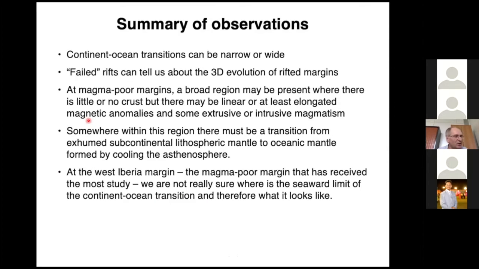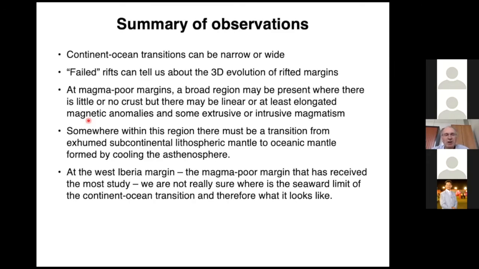So, to summarize those observations, continent-ocean transitions can be narrow or can be quite wide. We can learn quite a lot from failed rifts, and they tell us, I mean, we can unpick evolution through time if we look at different degrees of extension, corresponding to different stages of rifting. And they can tell us quite a bit about the 3D evolution of rifted margins.